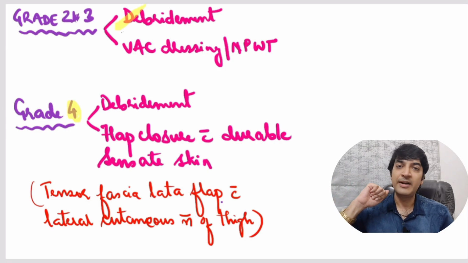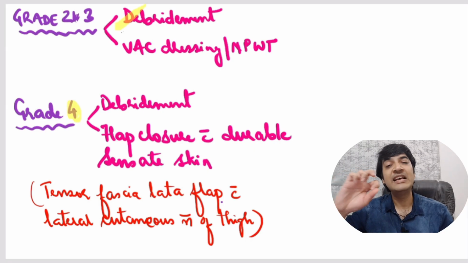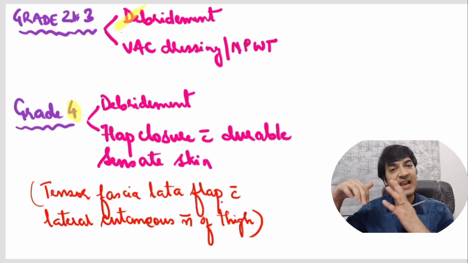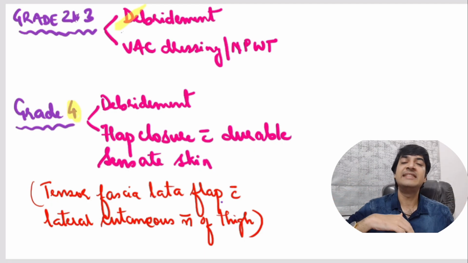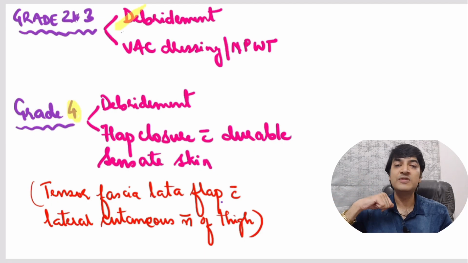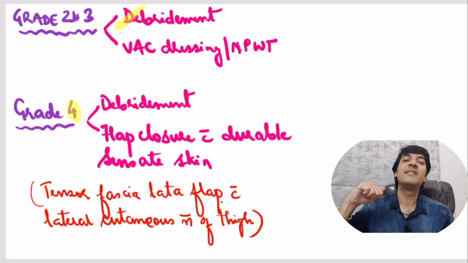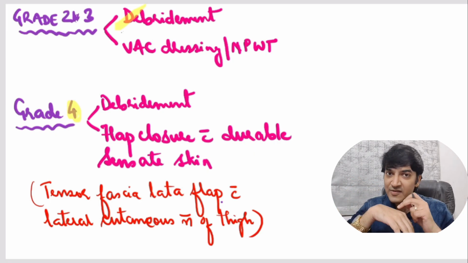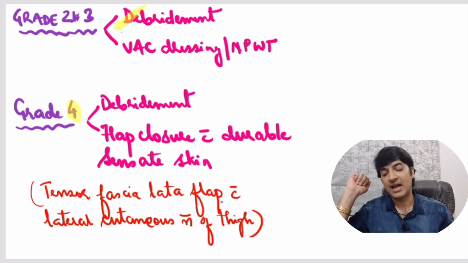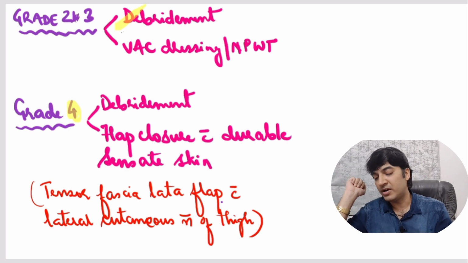Which flaps do we use, beta? Along with a durable sensate skin. So flap transfer with a durable sensate skin. Which flap do we use? We use a tensor fascia lata flap with the lateral cutaneous nerve of thigh, with intact nerve supply of that area. That is the flap we use. So this is what is important for you to know.